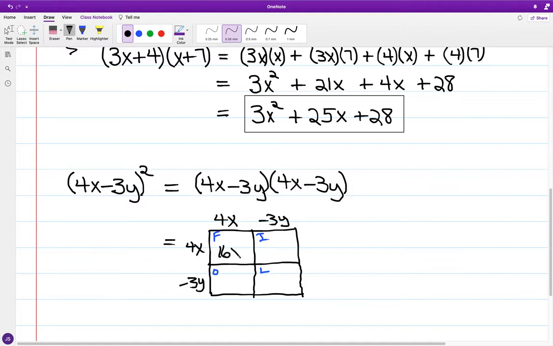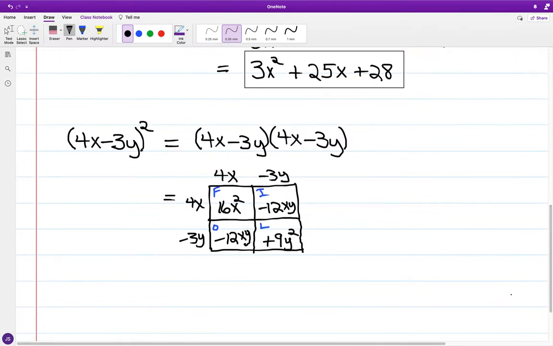For the first, 4x times 4x would be 16x squared. Then for the outside terms, you've got 4x times negative 3y, so this is going to be a negative 12xy. Then we have negative 3y times 4x, putting the variables in alphabetical order, and 4 times negative 3 is negative 12, so you have another negative 12xy. Now for the last product, you have a negative times a negative, which is a positive. 3 times 3 is 9. y times y becomes y squared.